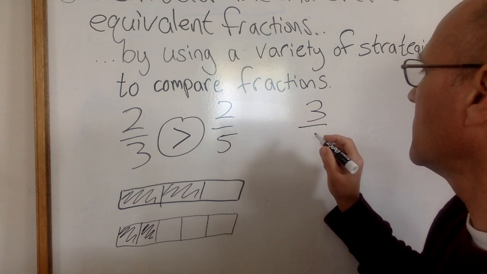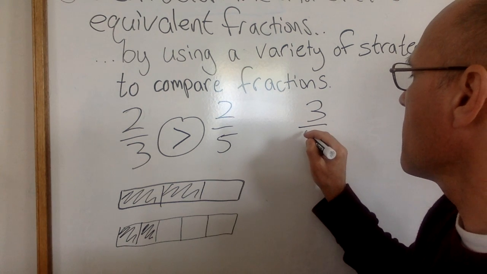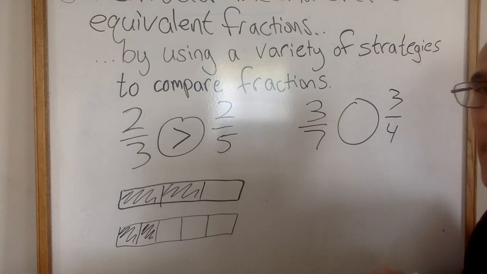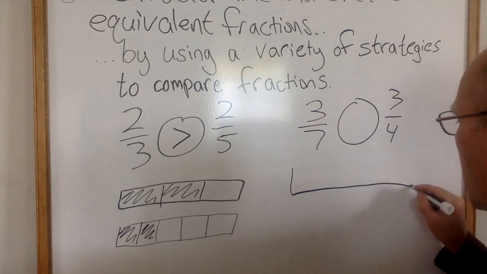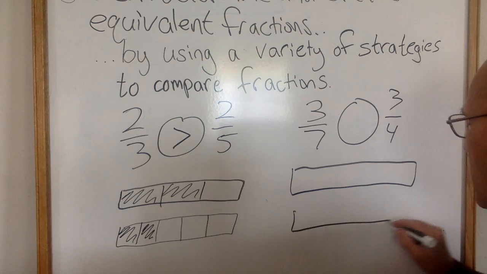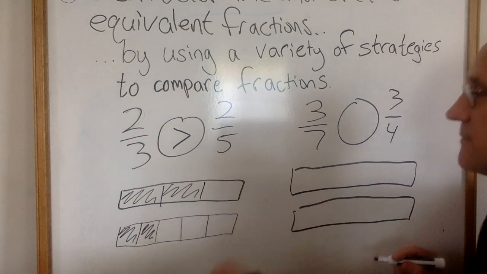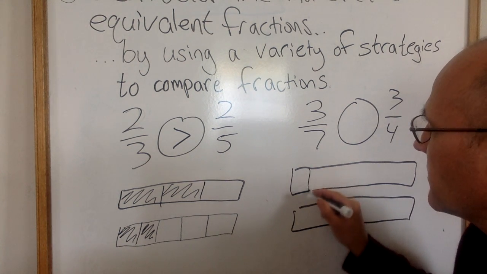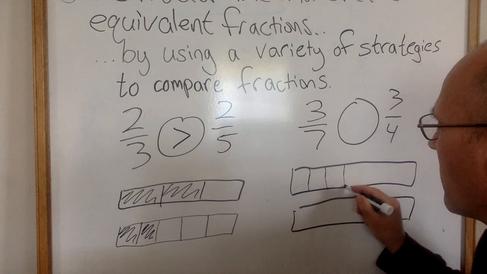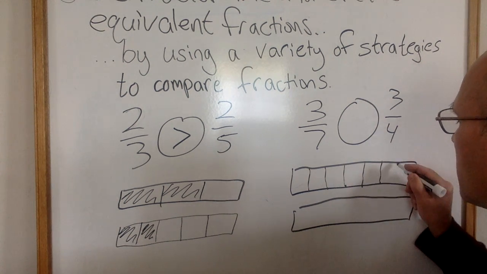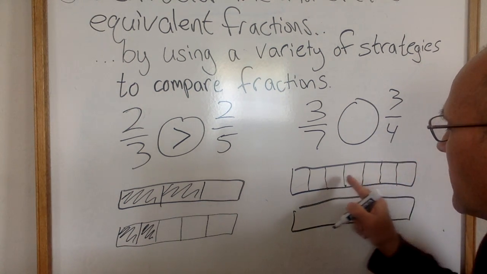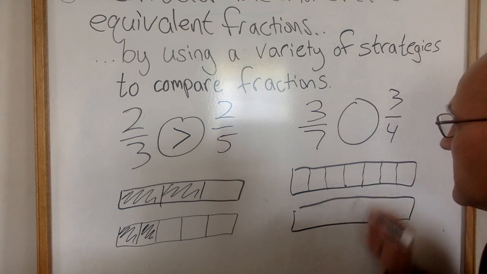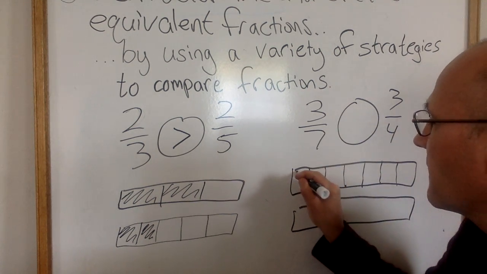Let's do 3/7 compared to 3/4. All right, so I'm gonna make my wholes the same size. 3/7 means to partition into 7 equal parts, so 7 split it. That's a 2 split, 3 split, 4 split, 5 split, 6 split, 7 split. 1, 2, 3, 4, 5, 6 cuts splits it into 1, 2, 3, 4, 5, 6, 7 pieces. And shade in 3.